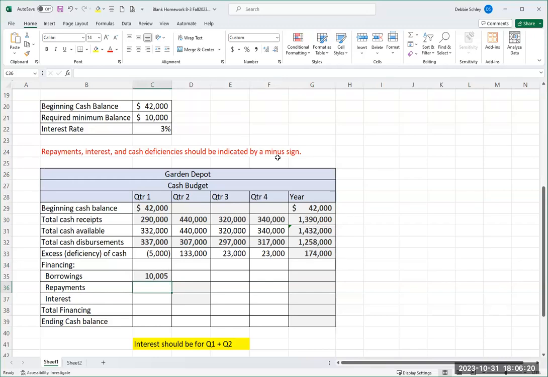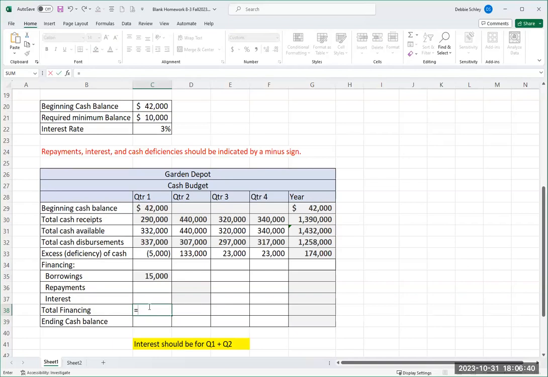Nope, that was not right. Let's try that again. Not $5, $5,000. There we go. That's better. Okay, so I need to borrow $15,000 so that, let's see, here's my total financing.